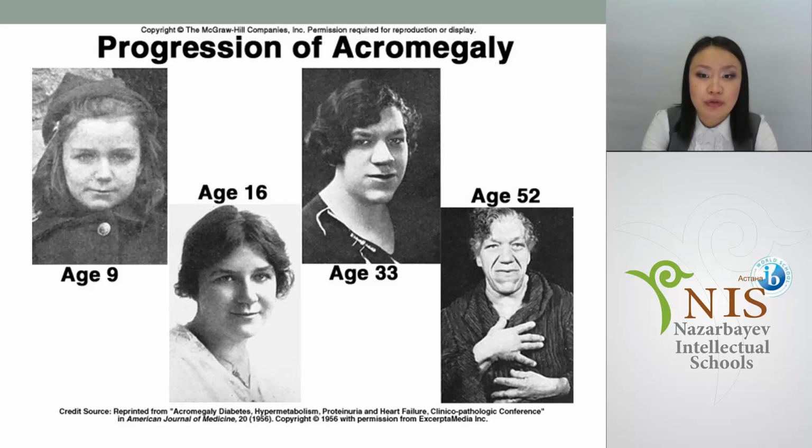Okay, progression of acromegaly. You see how it happens. For example, this girl at age 9, then age 16, you see that at age 33 it is obvious that she has more soft tissues rather than bones, and at age 52, it is very obvious.